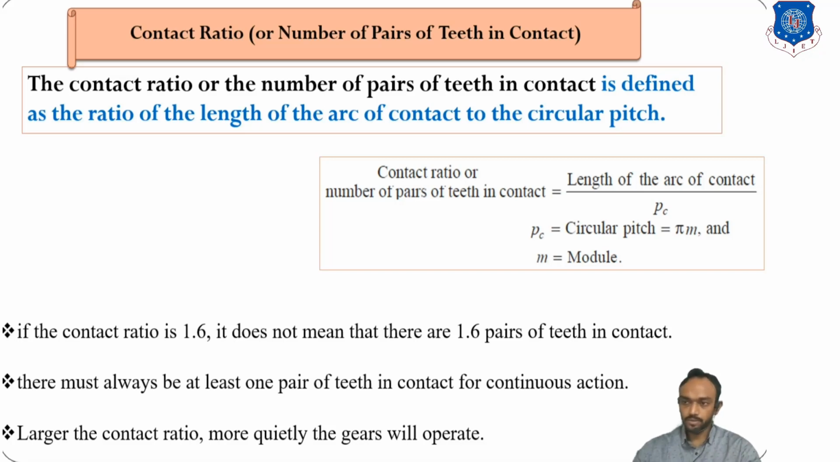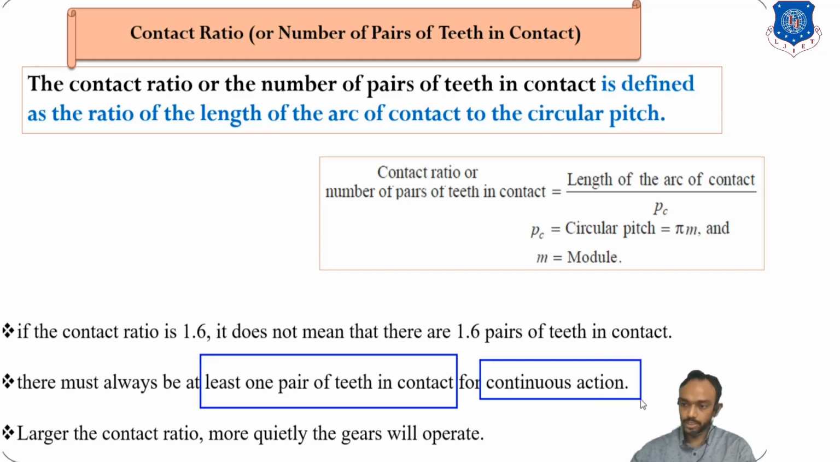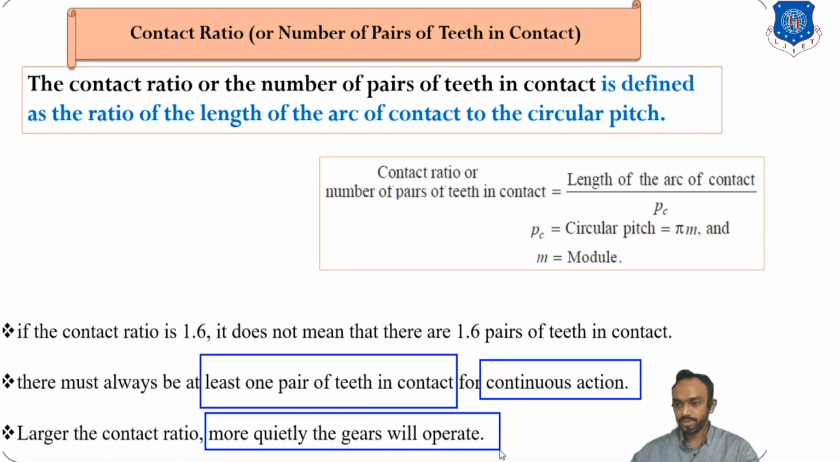And if the contact ratio is less than 1, what is the meaning of that? It means there is a possibility of no contact between the two teeth of the gears. So the contact ratio must always be more than 1. For continuous action, the contact ratio is always higher than 1, and the larger the contact ratio, the more quietly the gear will run.